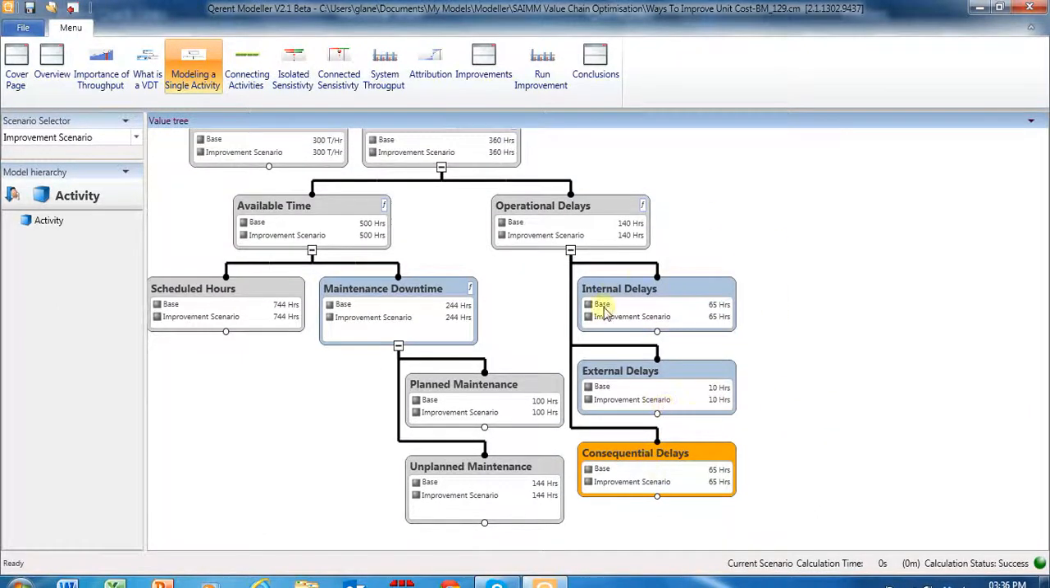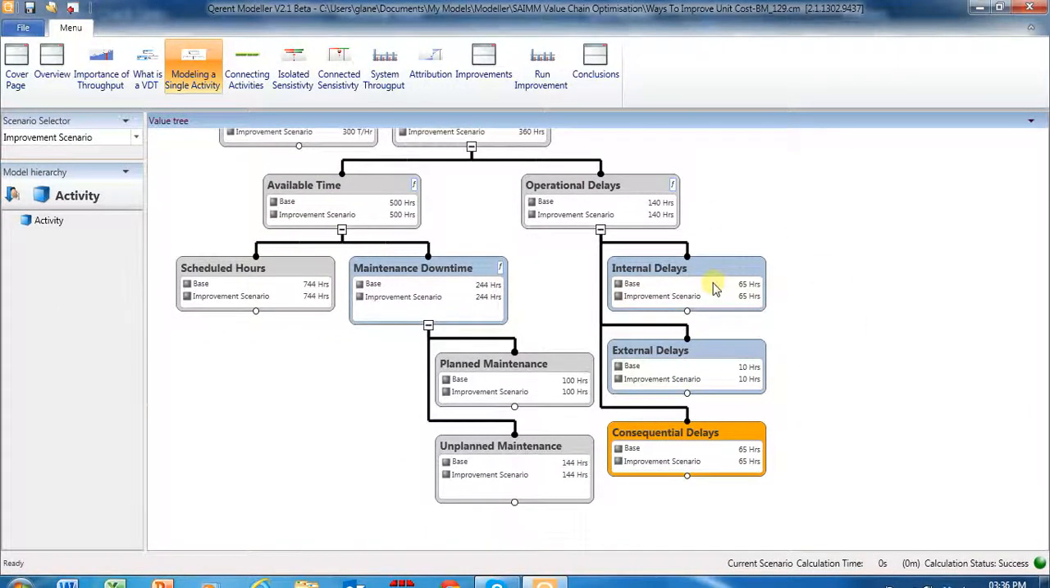Now I want to just dwell on these for a second. Internal delays is where that activity is holding itself up. So for example, it's a truck. It's been maintained, it's up and running, it's available to operate, but you're not utilizing the available time because there's an operator not available to operate the truck. That would be an internal delay.